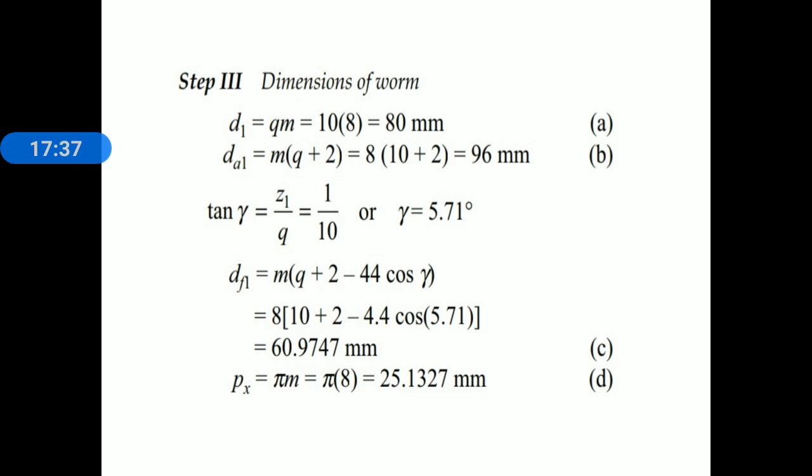Now let me solve one by one. First, pitch circle diameter of worm. D1 is equal to Q into M. Q, 10, into 8 is equal to 80 millimeter. Consider equation A.